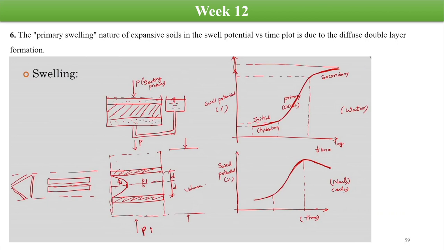The sixth question says the primary swelling nature of the expansive soil in the cell potential versus time plot is due to the diffuse double layer formation. If we see this part of the primary swelling, that is mainly because of the formation of the diffuse double layers. These diffuse double layers split the particles apart. Because of this the swelling occurs. So this actually occurs in the primary swelling region. So this statement can be considered as true.